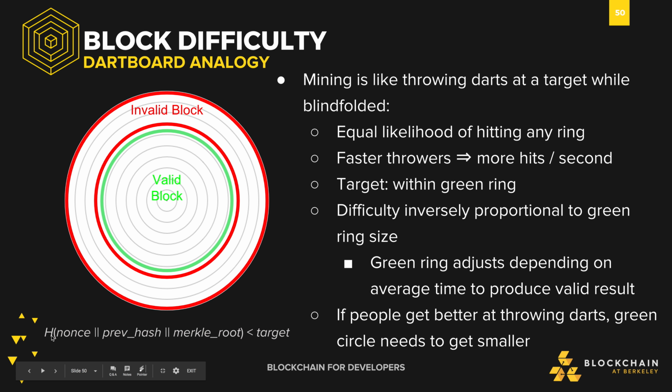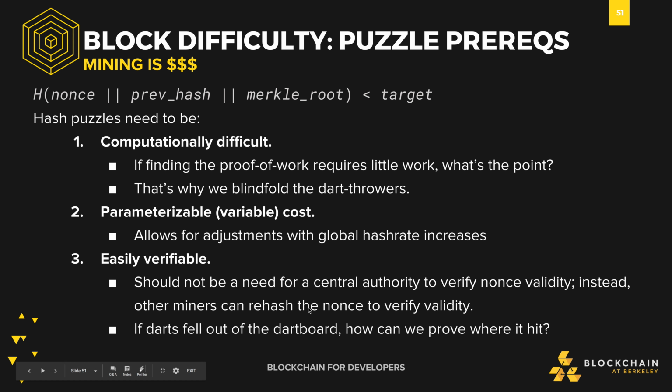So you can see here the formula for the hash puzzle that we're going to talk about. You take the hash of the nonce concatenated with the hash of the previous block, and then you take the Merkle root of the current block, which verifies all your transactions very quickly. And you need to find a hash that is less than the target.